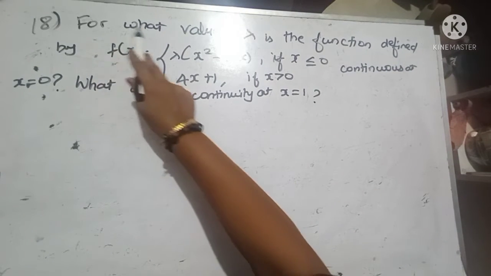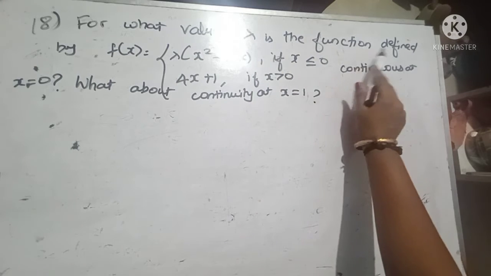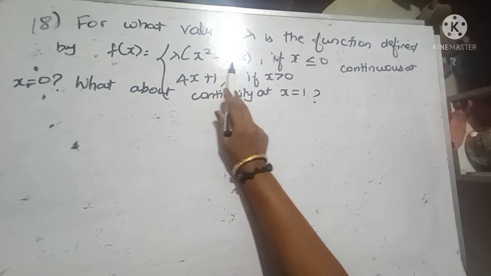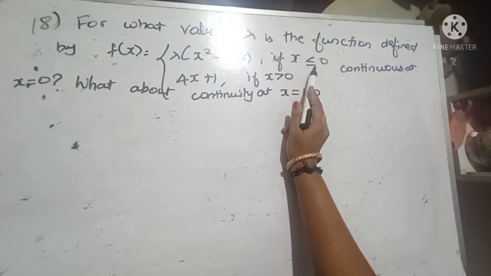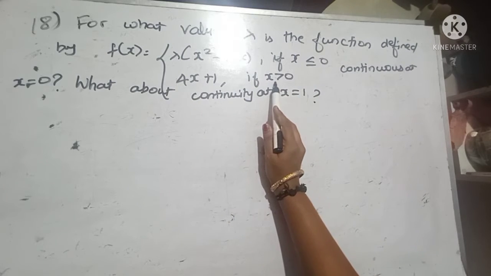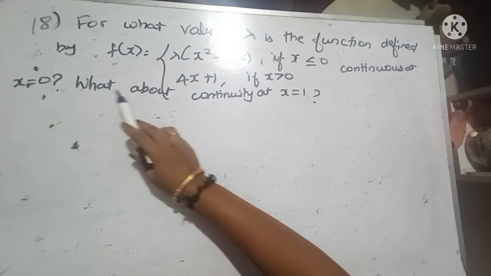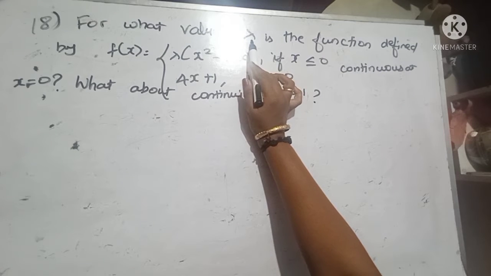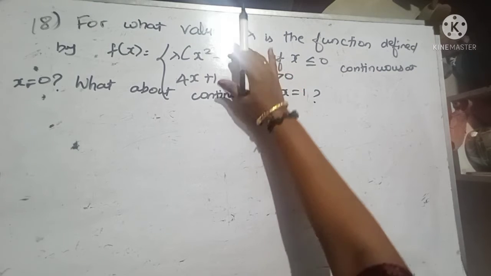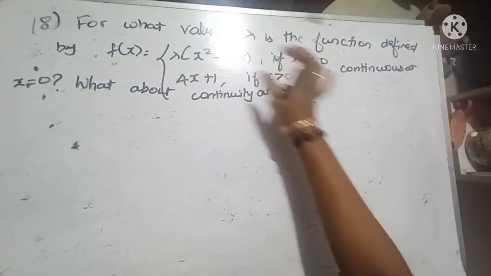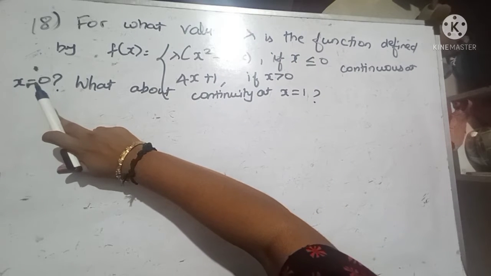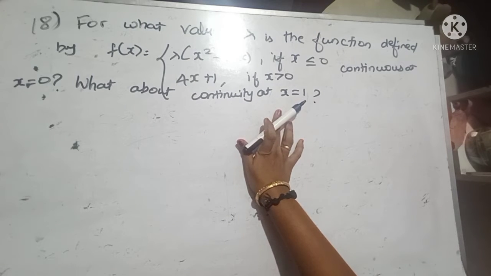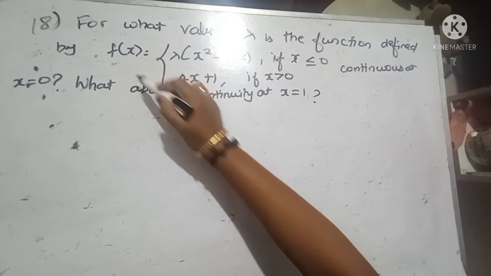Sum number 18. For what value of lambda is the function defined by f of x equal to lambda x squared minus 2x if x is less than or equal to 0, and 4x plus 1 if x is greater than 0, continuous at x equal to 0? What about the continuity at x equal to 1? So in this question they are asking for the value of lambda for this function, given that this function is continuous at x equal to 0. After finding the lambda value, we have to discuss the continuity at x equal to 1. This is the question.